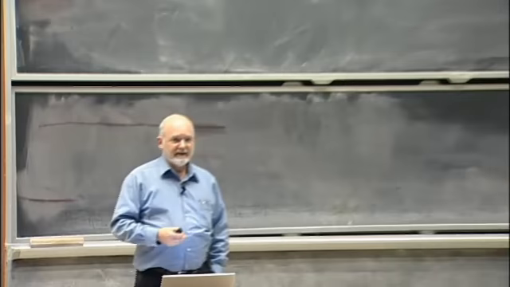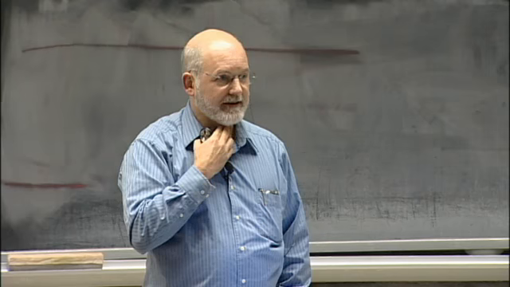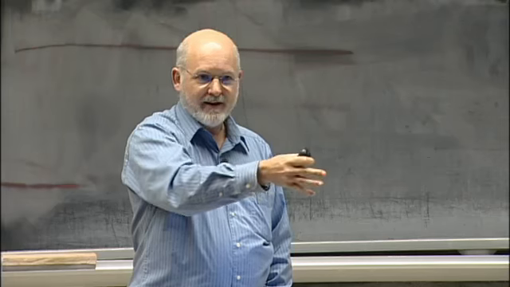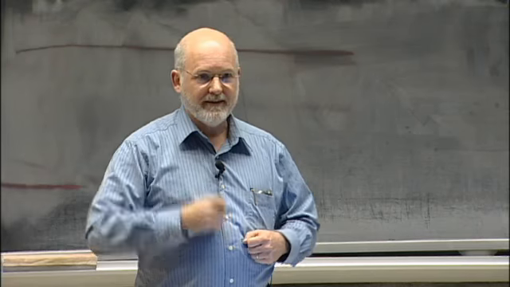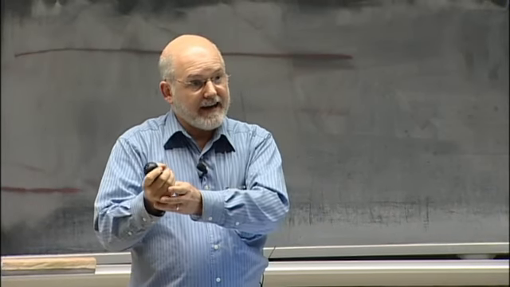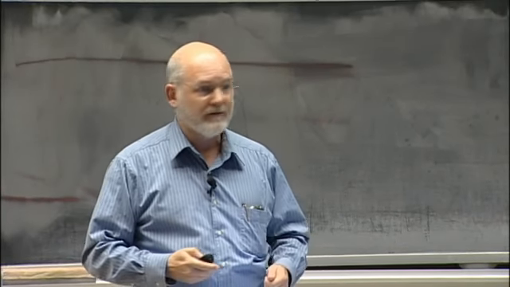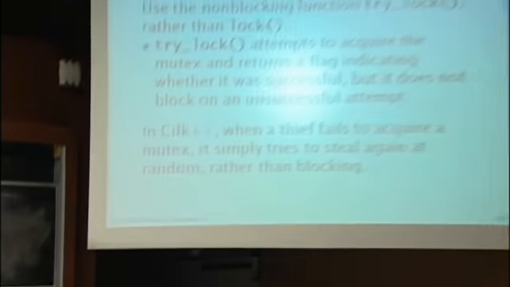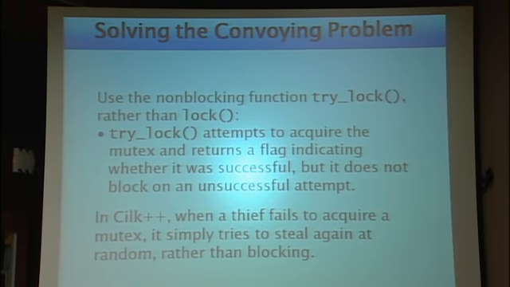So what do I do? So with try-lock now, what can these other processors do? They do a try-lock. Yeah. Exactly. Instead of waiting there on the guy that they fail on, they pick another random one to steal from. Okay? And so they'll just continually try to get it. If they get it, then they can do their operation. If they don't get it, they can just look elsewhere for work. Okay? And so that's what it does. It just tries to steal again at random rather than blocking. Okay? And that gets rid of this convoying problem.